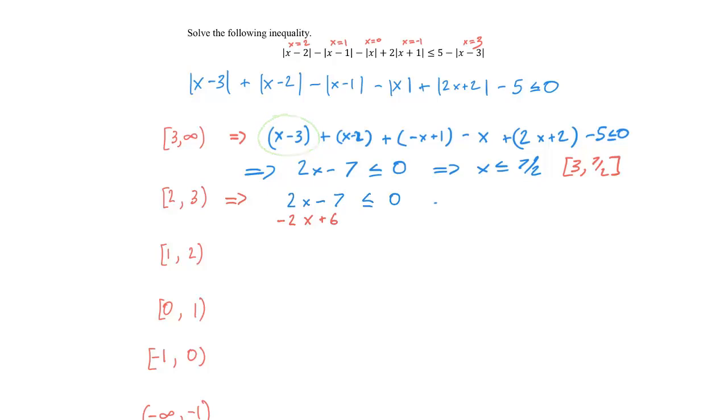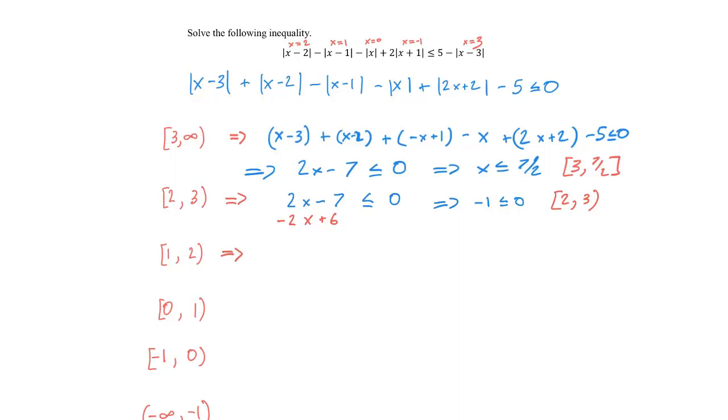Now we can go ahead and simplify this case. So here we get the fact that minus 1 is less than or equal to 0. So this includes every x value in this case. So the solution set here is all of it. We get all of 2 to 3, everything from 2, including 2, up to 3.